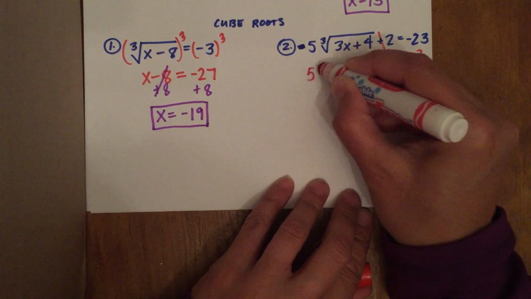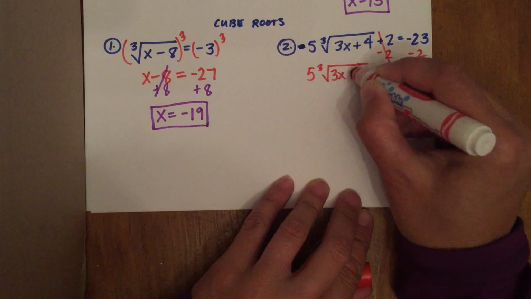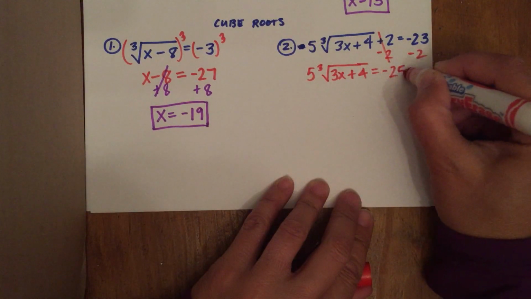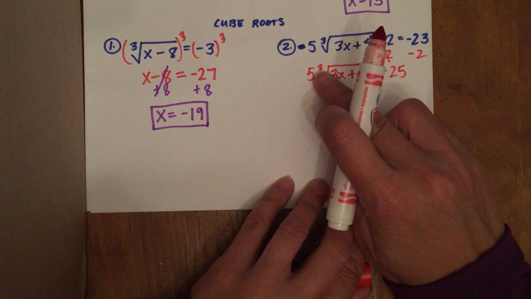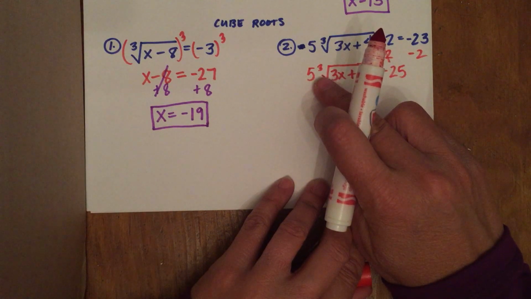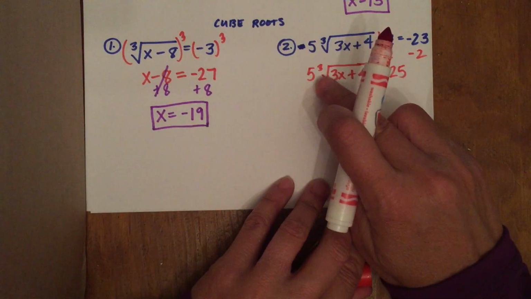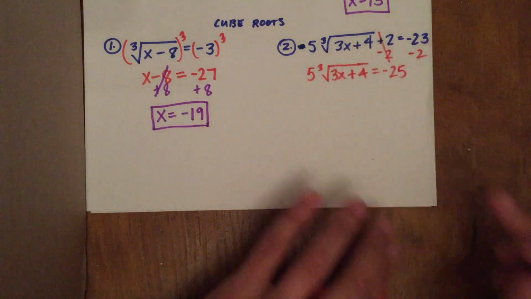That's a positive 5. So that gives me positive 5 times the cube root of 3x plus 4 equals negative 25. And remember, that 3, that's called an index. With square roots, sometimes they'll write a 2, but most of the time you don't see it. It's understood that it's a square root, it's a 2. But for other roots, third root, fourth root, quartic root, fifth root, you will actually see the index written here.